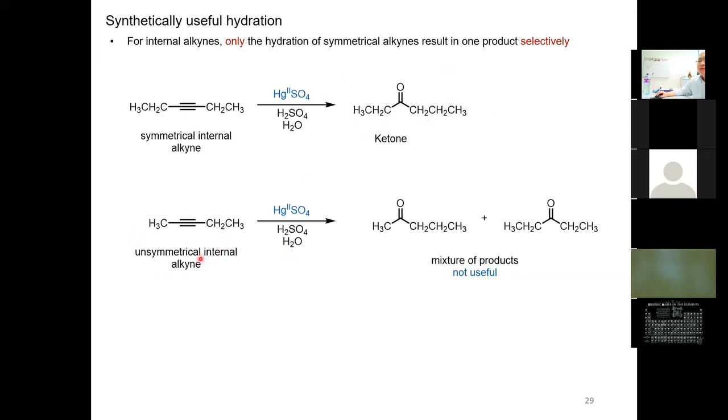But for the unsymmetrical internal alkyne, the story is different because you will now have a mixture of products. Let's say the oxygen adds to here. If the oxygen adds to here, the ketone will eventually be generated here, right? So you will have this product. But if the oxygen is added here, the ketone will be generated on the right carbon, which is the ketone with the two carbons on the left, with 1, 2, right? So this hydration reaction of an unsymmetrical internal alkyne is really not useful because it generates two products. But for the symmetrical, the two products are the same, so it's quite useful.